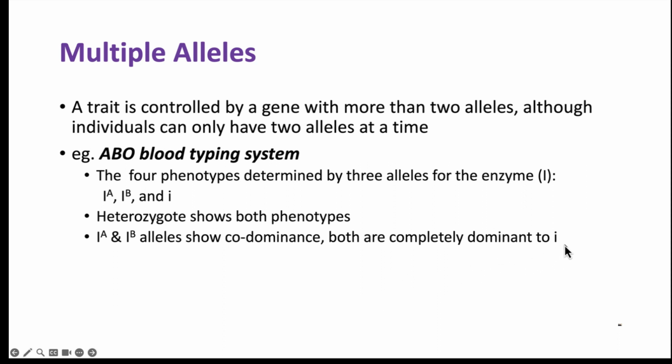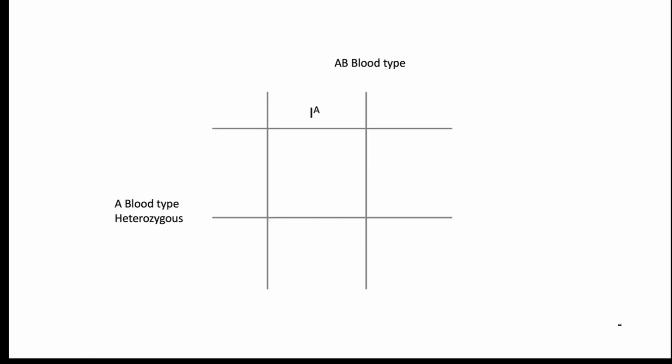So let's have a look at how that looks. Okay, so we're actually going to do a cross between AB blood and A heterozygous. So what's that going to be? We're going to have a capital I^A, but the other one is going to be the lowercase i. So let's do this cross and we'll see what our genotypes and our phenotypes are.